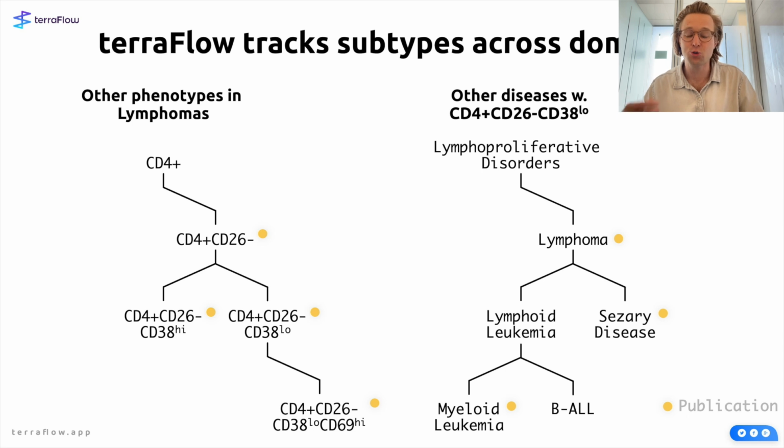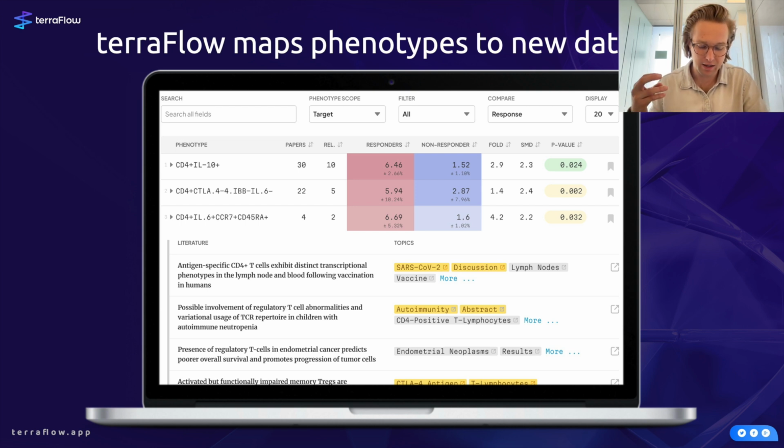As we're doing this, we're also tracking how these seemingly one-off observations recur across diseases and across immune compartments, allowing us to make connections between seemingly disparate domains of immunological research. What this means for you is that when you upload a dataset to terraFlow, we're going to take every phenotype we mine from the literature and recreate it in your own dataset. So at the end of the day, we're able to say, here's what we found in our unbiased analysis. Here's what we expected to find based on the literature. Here's the overlap. Here's where they diverge. And you are empowered to make the final judgment.